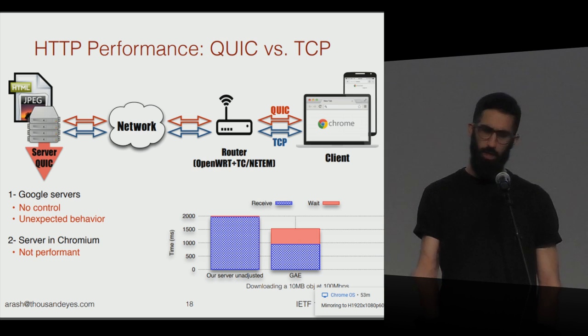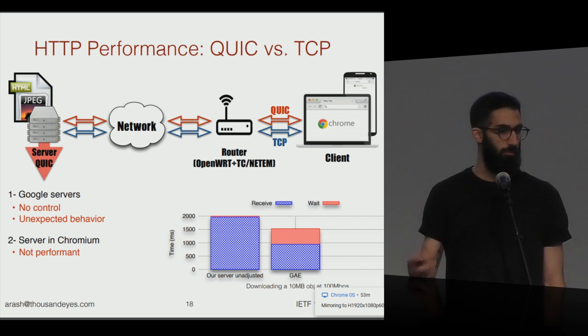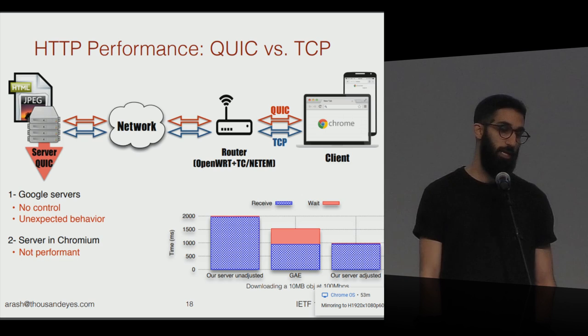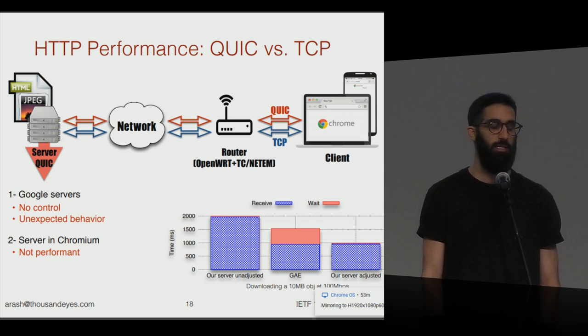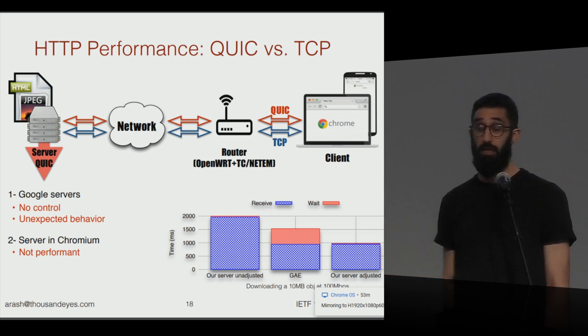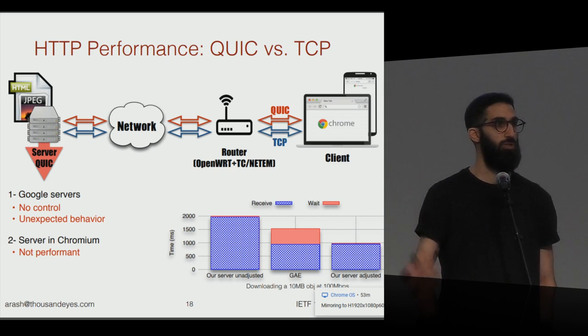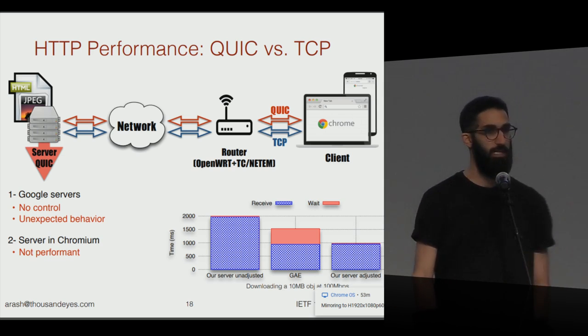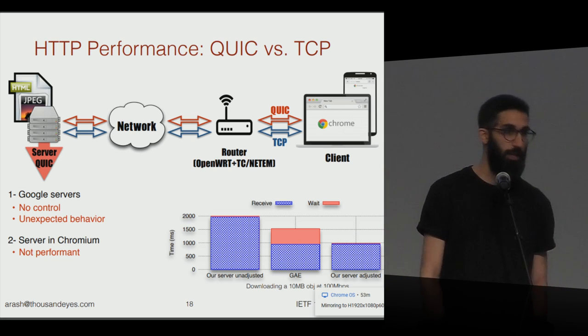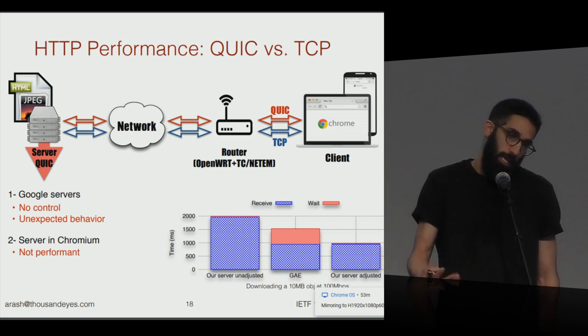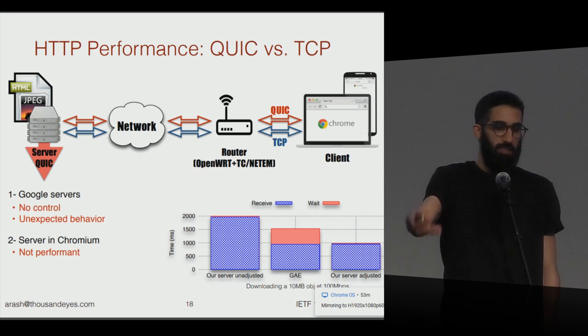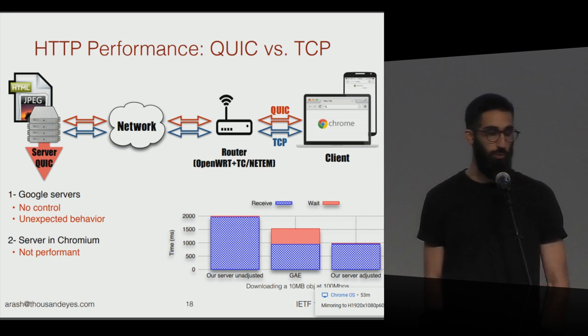We did that, and along the way we found some bugs and fixed them. I'm not going to go into the details, but I'm happy to talk about it offline. After we did that, the bar on the right is the same experiment using our Chromium server after adjusting it. Not only do we not have that big wait time, now our download time is similar to what Google provides. This is obviously not the only test that we ran. We did a bunch of tests. It's not perfect, but we used Google as our baseline and matched our performance to Google.